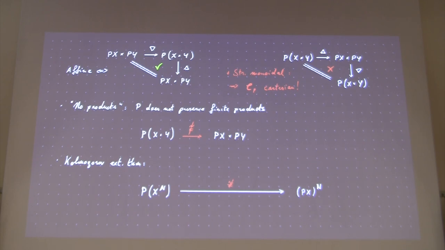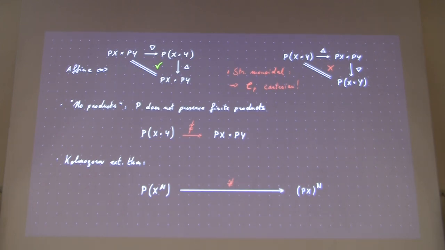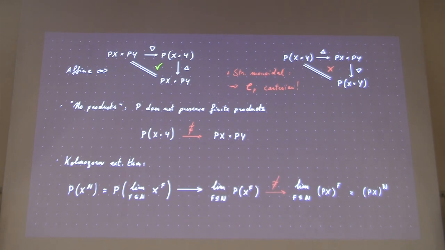However, remember that we can express the infinite product as a cofiltered limit of finite ones. So then we can split this morphism into these maps, where you first take the limit out of the functor, and then you take also the product out of the functor. So it's a two-stage limit. And we know that this map is not an isomorphism, because probability on this product is not a product of the probabilities. However, what Kolmogorov's extension theorem tells you is that this map is an isomorphism.